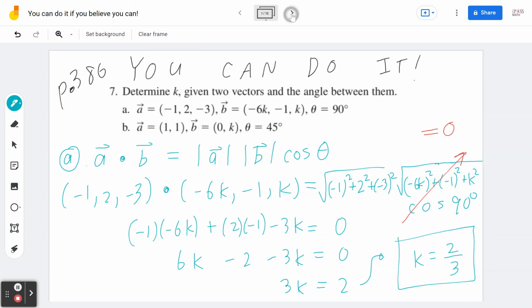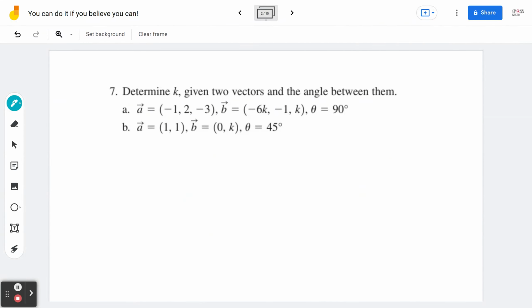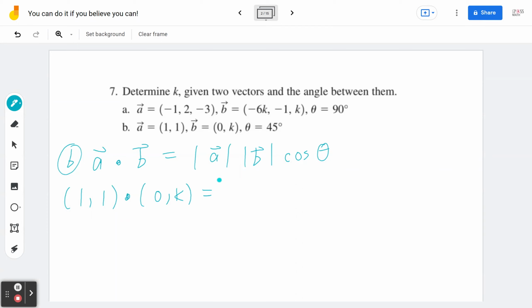Let's keep going. 7b. Vector A equals 1, 1. Vector B equals 0, k. And in this case, the angle between them is 45 degrees. So just like part A, you start with the dot product. Vector A dotted to vector B equals the magnitude of vector A times the magnitude of vector B cosine the angle between them. On the left-hand side, 1, 1 dotted to 0, k equals the magnitude of A, which is the square root of 1 squared plus 1 squared, times the magnitude of B, which is the square root of 0 squared plus k squared, cosine 45 degrees.